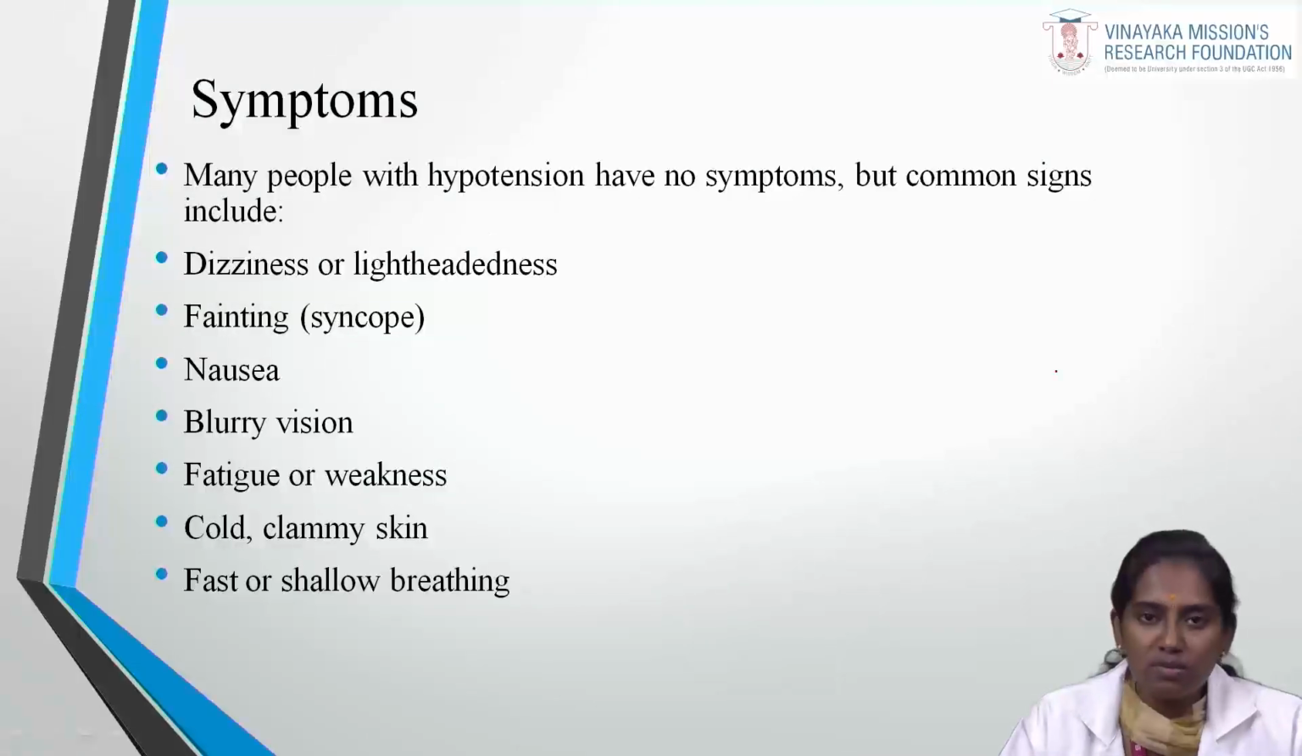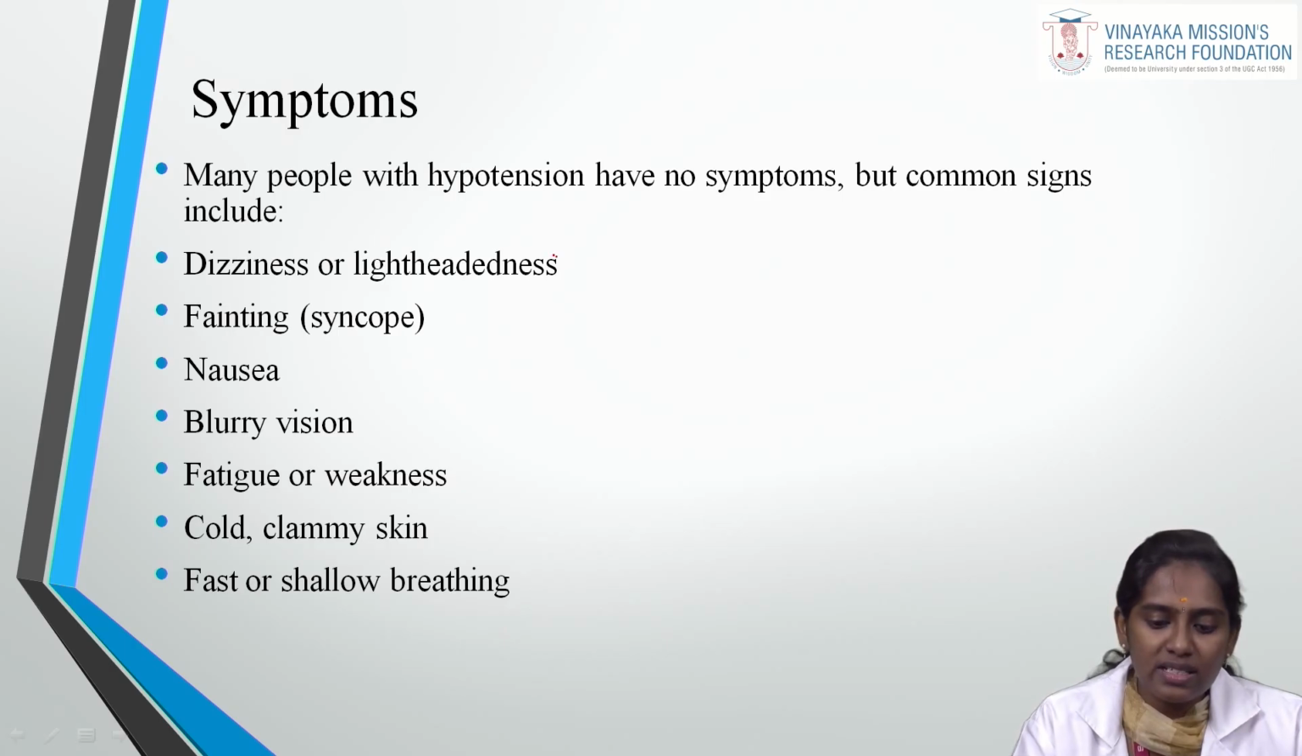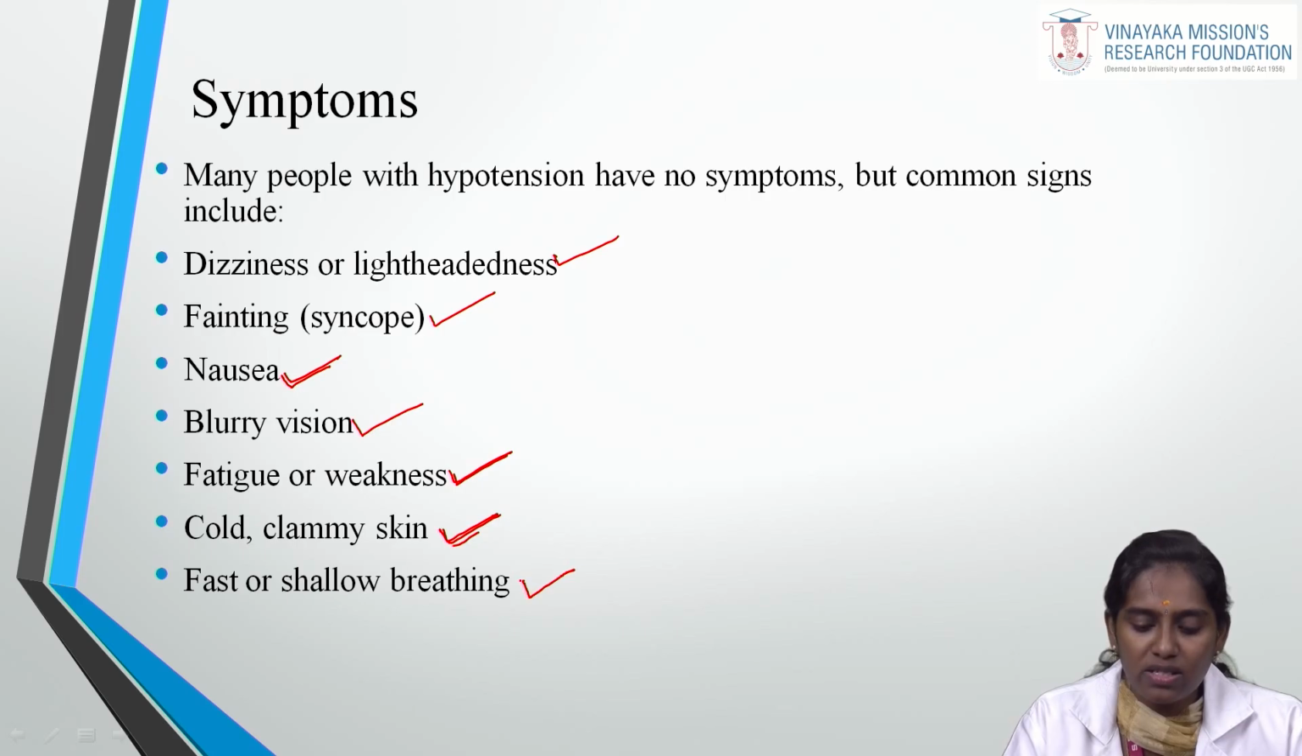Then symptoms, what all the symptoms you can get when you are having low BP. Many people with hypotension have no symptoms, but common signs include dizziness and lightheadedness, fainting, that is syncope, suddenly you will faint, fall off. Then nausea, you will be having a feeling to vomit. Then blurry vision, you will not see properly. Then fatigue and weakness, you will always be in a weak condition. Then cold and clammy skin, your body will be in a cold condition. Then fast and shallow breathing, which means you will be breathing too fast.